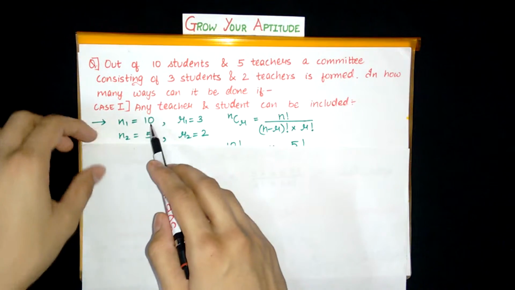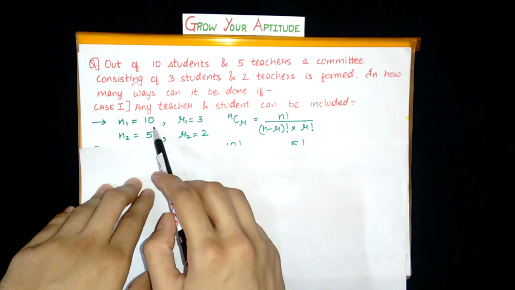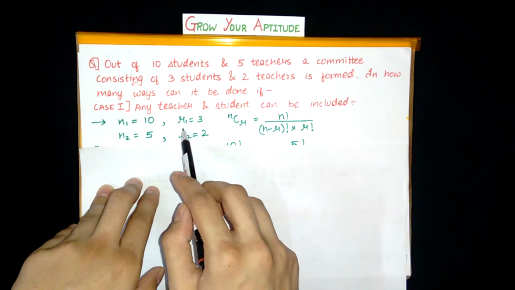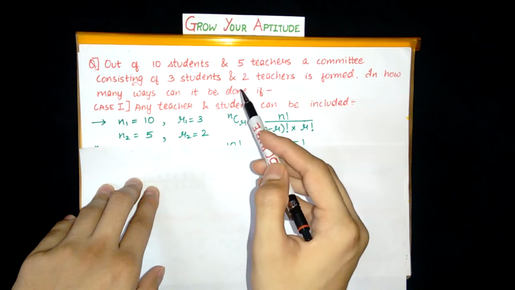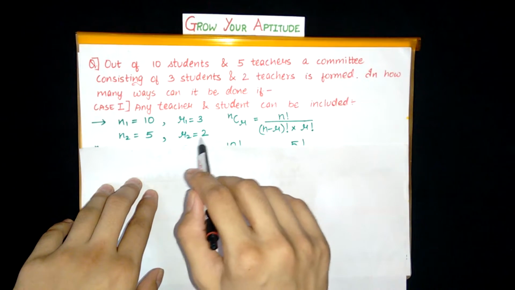Here N1 is equal to 10. N1 represents the total number of students. That is why N1 is 10. And out of that, we have to select 3 students on the committee. So R1 becomes 3. Similarly, N2 becomes 5 because there are total 5 teachers, and R2 becomes 2.